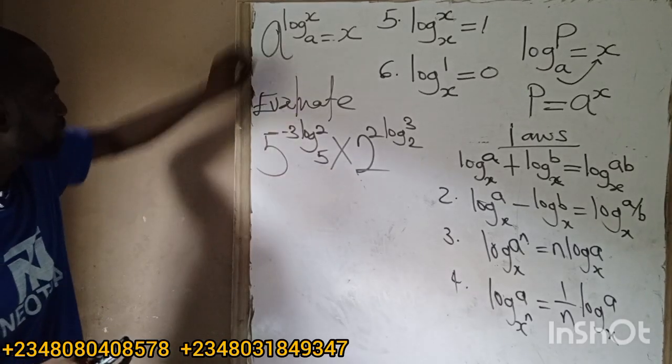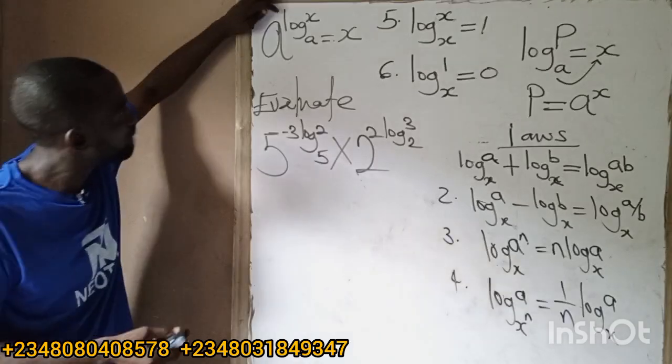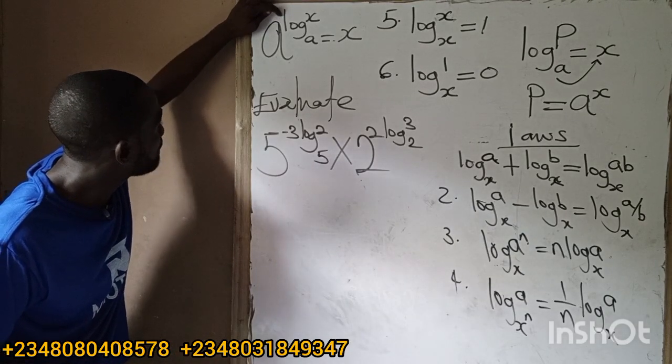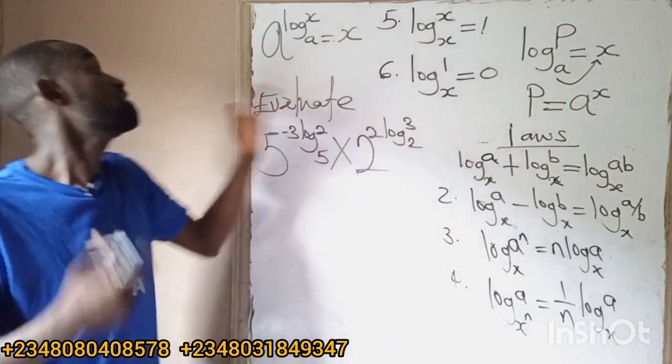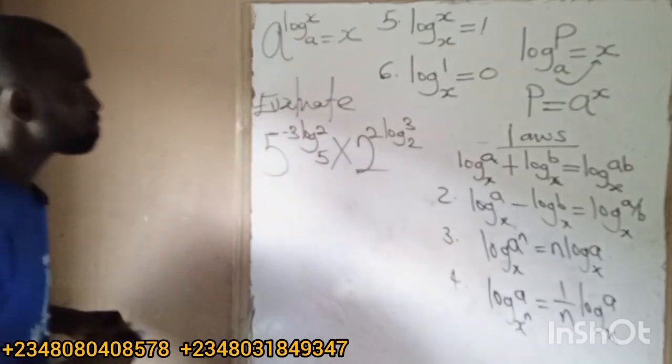So if the number here and the base here are the same, I will cancel that. But make sure that we have a coefficient of 1 here. So I have to remove this minus 3 first, and this 2 first. So what are we going to do? Let us go.